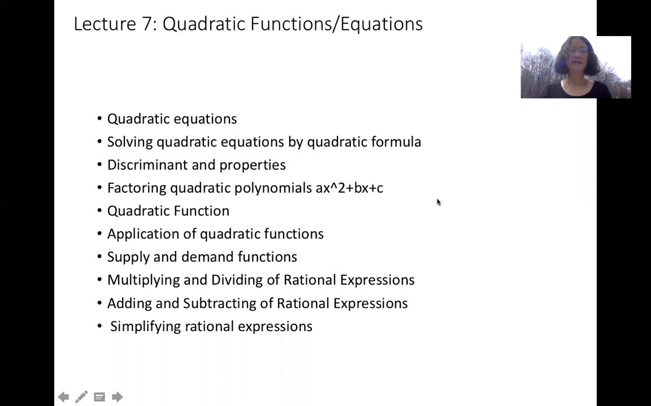In this lecture, I will talk about quadratic functions and equations. Topics include quadratic equations, solving quadratic equations by the quadratic formula, the discriminant and its properties, factoring the quadratic polynomial ax squared plus bx plus c, quadratic functions, applications of quadratic functions, supply and demand functions, multiplying and dividing rational expressions, adding and subtracting rational expressions, and simplifying rational expressions.